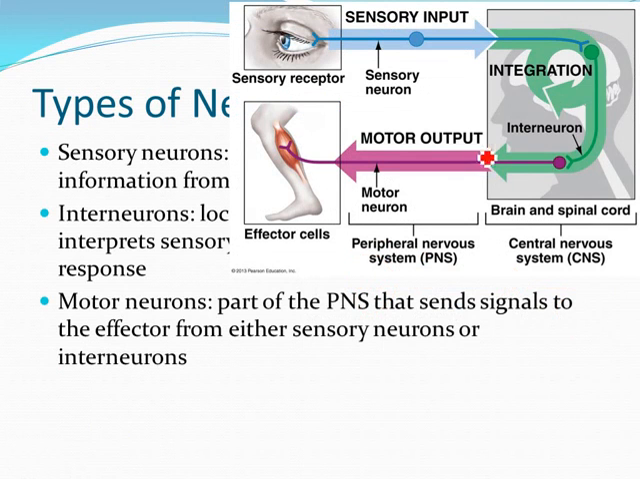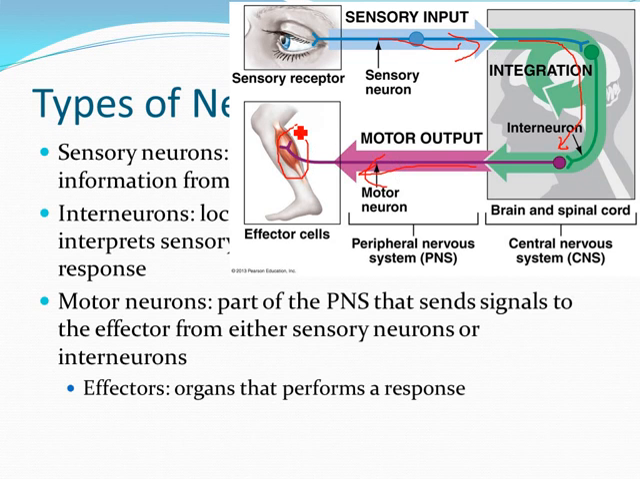So the motor neuron is in between. Going back, we have the sensory neurons sending information to our central nervous system, the interneurons that connect the sensory neuron to the motor neuron here. And the motor neuron sends information from the central nervous system to our effectors. And our effectors are these organs that actually perform that particular response.